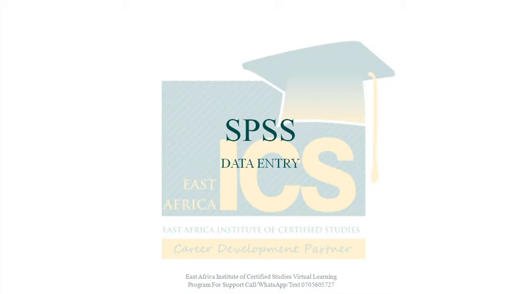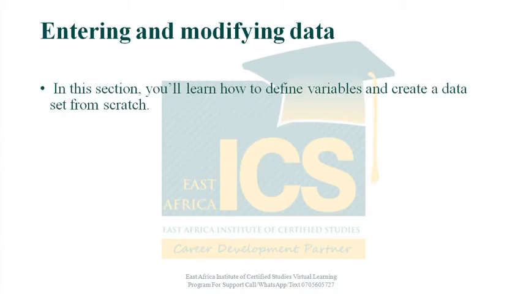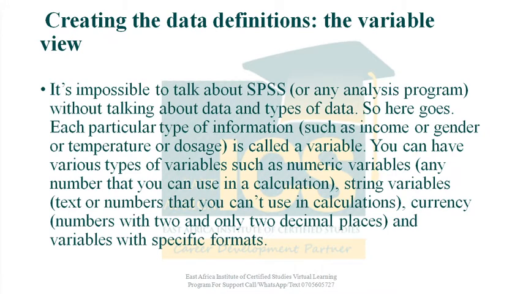So today we are going to look at SPSS data entry specifically, like I had mentioned before. So data entry, just entering data and trying to look at the figures. In this section, you will learn how to define variables and create a data set from scratch. To create a data set, that means the name of the data variable plus the type of the variable. So everything you learn in this section. Next, we'll look at creating the data definitions of the variable view.